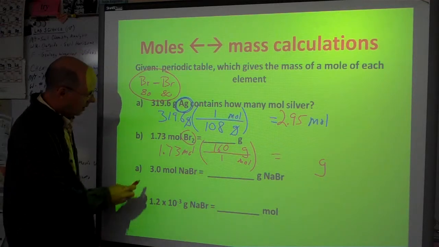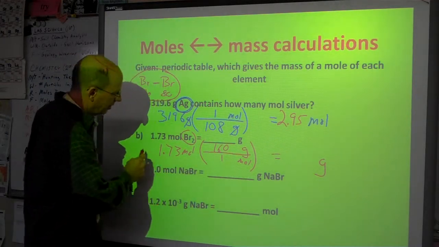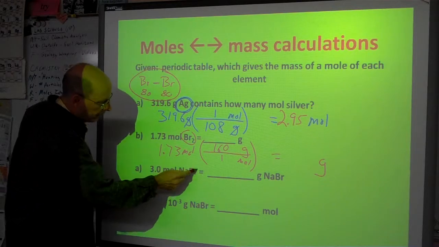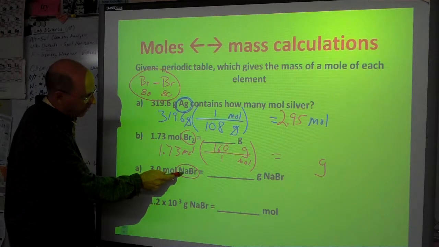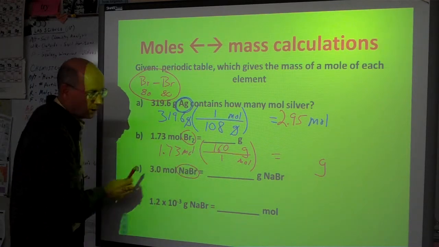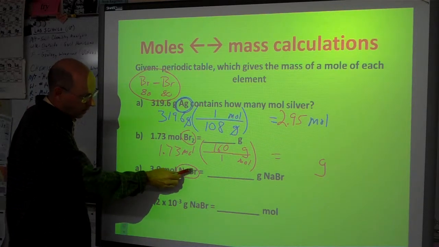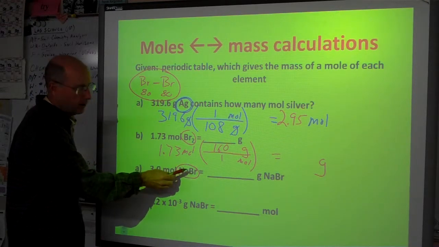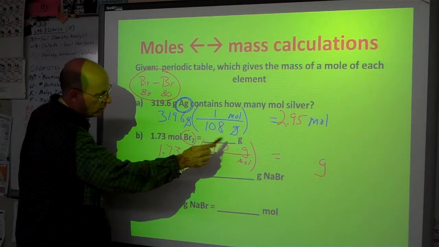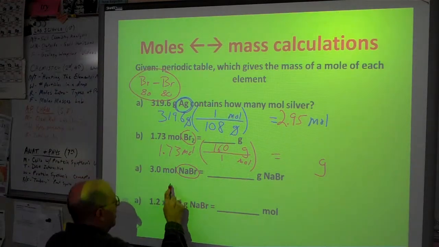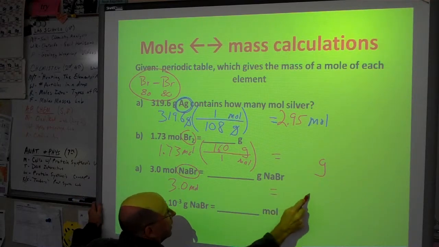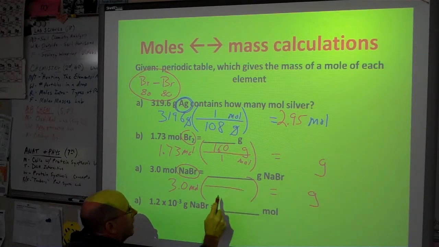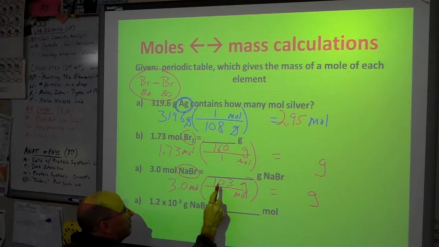This problem here, you're given moles and you want to get grams. So it's just like this one in red, except NaBr is our compound. And so you have to look at the periodic table, and instead of 160, we're going to have a different number. Na weighs 23, Br weighs 80, together that's 103. So this number would be 103 grams per mole. So you'd write down 3.0 moles, way over here, equal sign, grams. I think we said we want to get rid of moles. Get grams. It's 103 grams per mole.